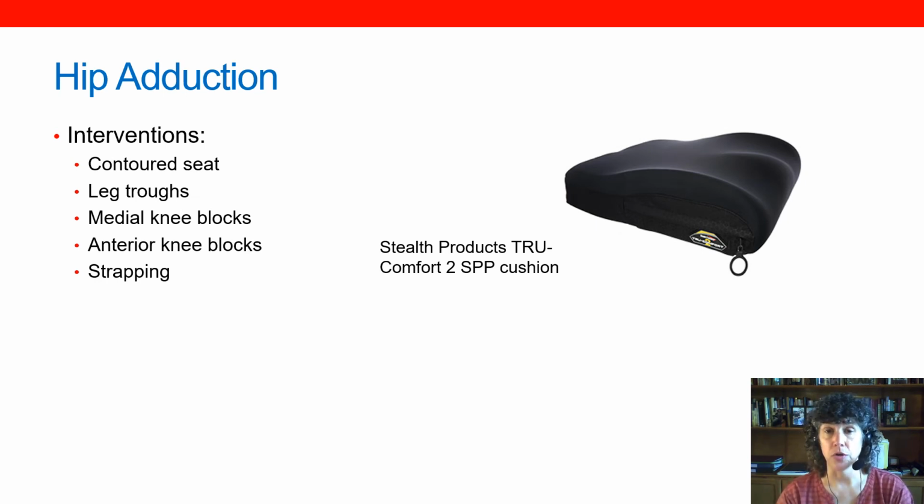So what can we do? Well, many cushions have a contoured seat. So there's a generic contour to encourage the legs to stay in a better alignment with the hips. But this may not be enough. Some cushions have a deeper contour, a more aggressive contour, or even a leg trough to keep those legs apart. We can also look at medial knee blocks, anterior knee blocks, and even some form of strapping to keep the legs apart.